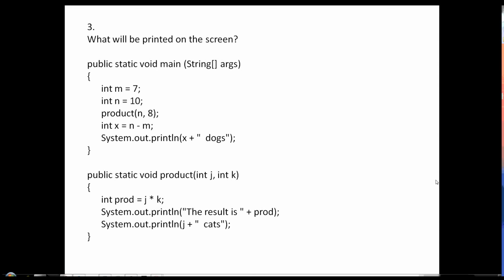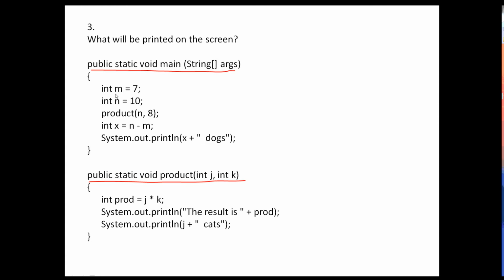Okay, so now we're going to look at number 3. And number 3, what's going to be printed on the screen? Well, what are your methods? You have the main method and you have the product method. And the one that gets started automatically is main.